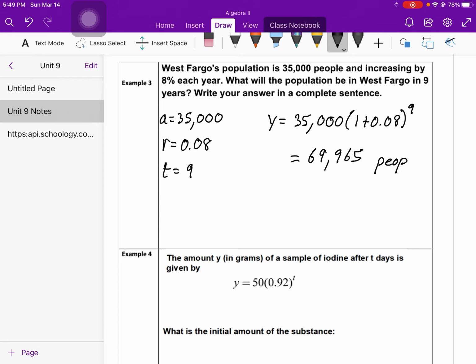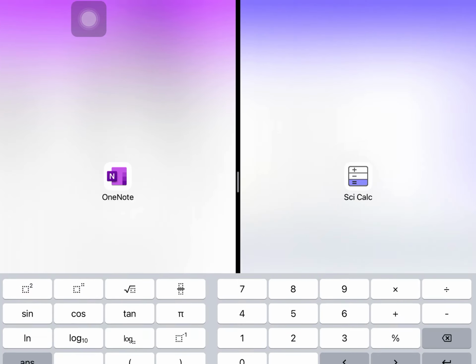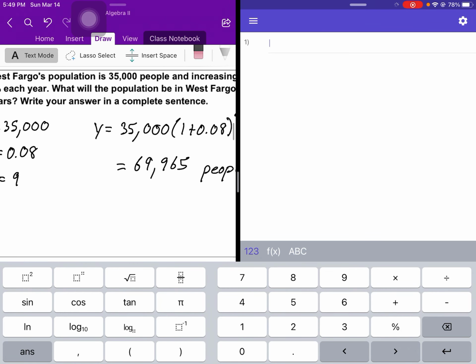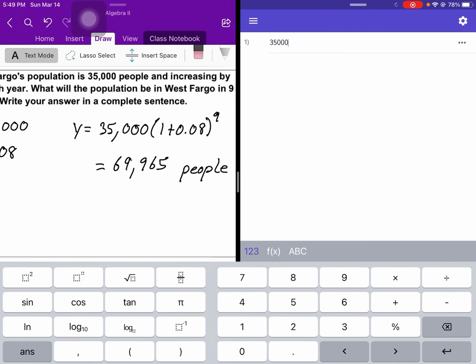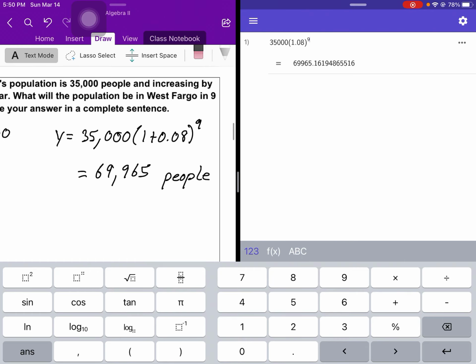You would get 69,965 people. Actually, I should type this in just to talk about it really quick. I don't know if this one comes out to be exact. So notice we get 69,965.16. So rather than include part of a person, we just rounded that down to 69,965 people. So in that instance, if it doesn't make a complete person, just round down.